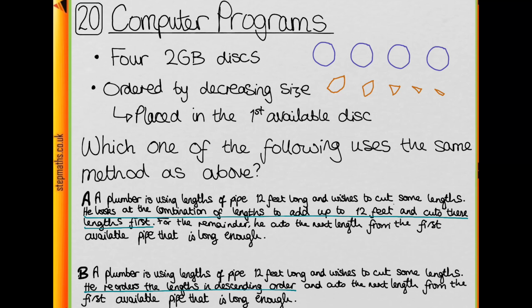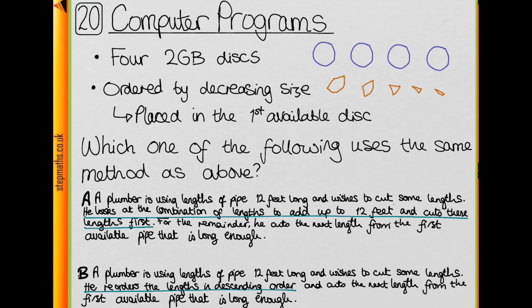The third one is that he's just going to do it as it comes, so in the order he's given, he's just going to cut it like that. D is that he alternately cuts the longest and shortest pieces, and E is that he reorders the lengths in ascending order and then cuts it like that. So which of these is correct?